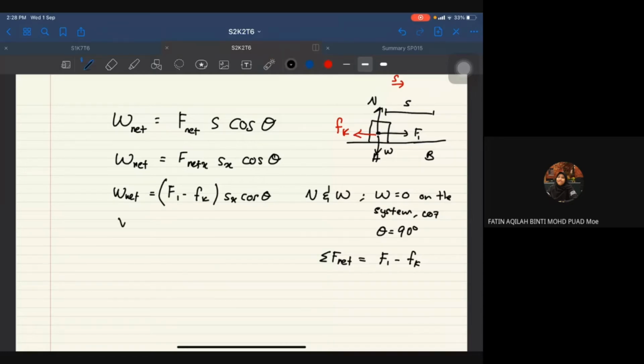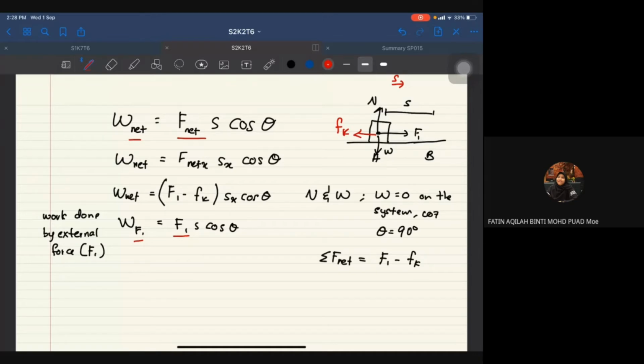Katakan soalan yang tanya work done by the force. So work done by external force, which is F1. So if the question asks you to find this one, you need to use F ni sebagai F1. Kalau ditanya net, you have to use F net. If the question asks you to find F1, you have to use F1.